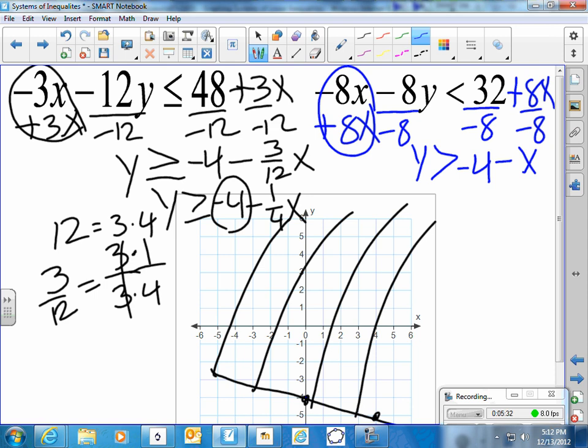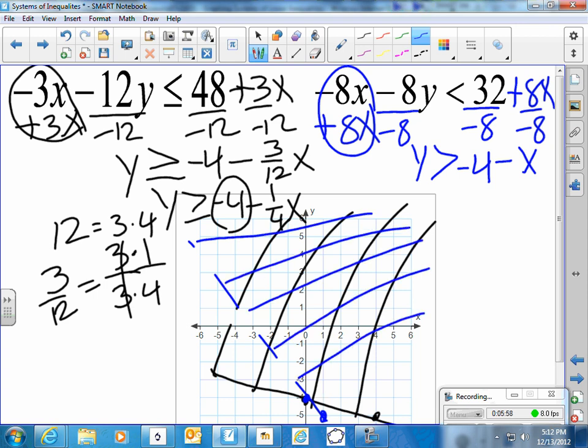Y is greater than negative 4 minus x. So this one also crosses the y-axis at negative 4, but it goes down 1 over 1. And it says greater than. So it's a dotted line. And everything above there. So the region of both of those is something like that. I need to remember that it is still dotted over there. So if a point were right on that line, it would not satisfy the inequality.